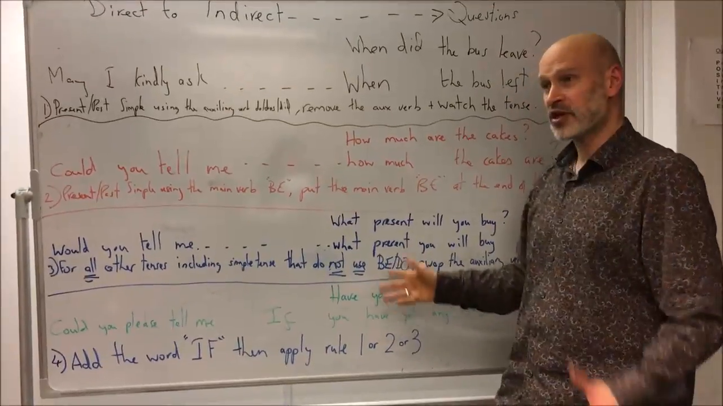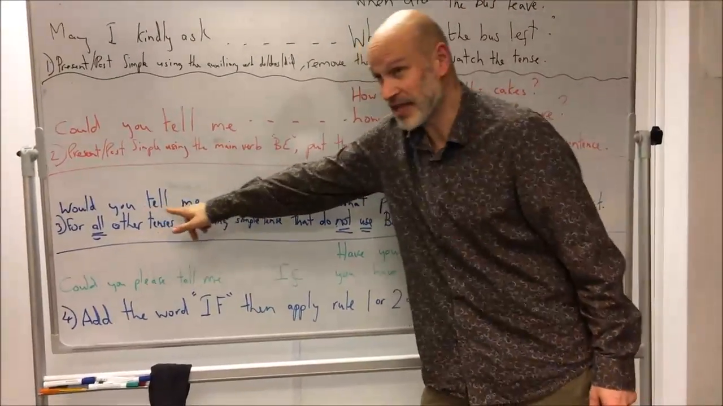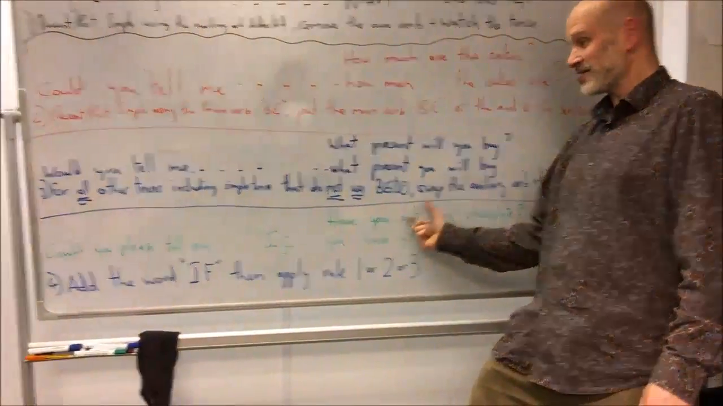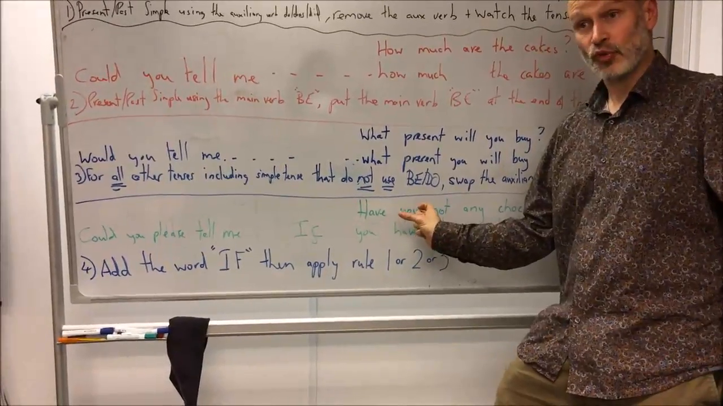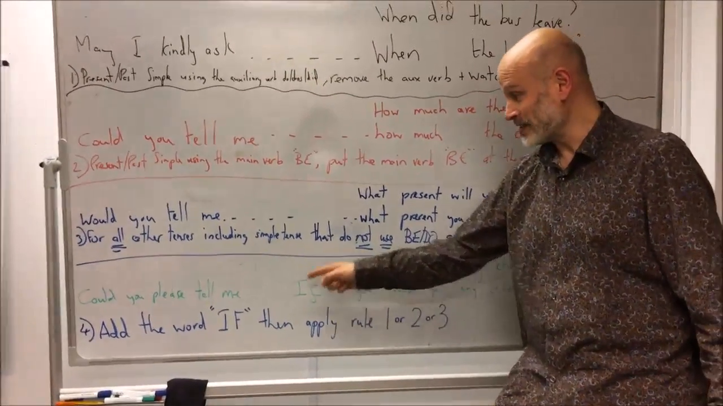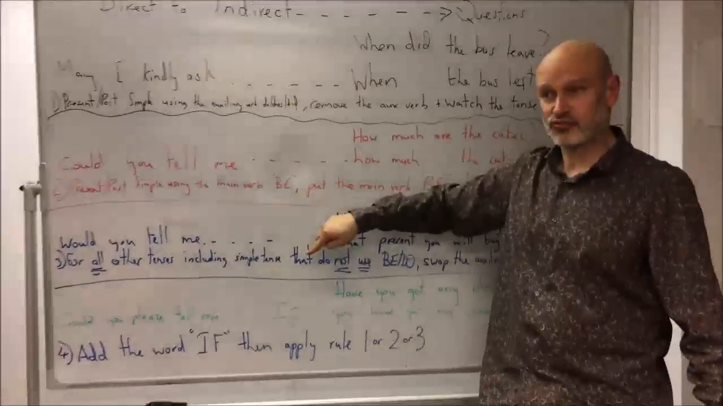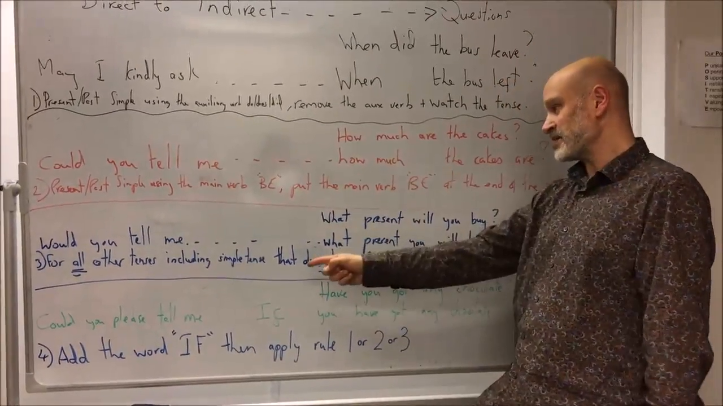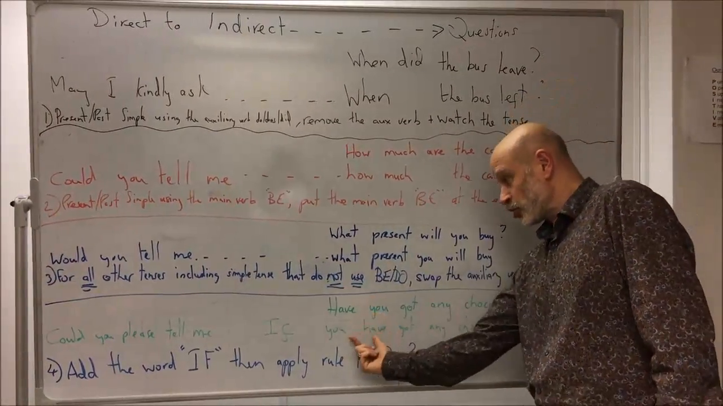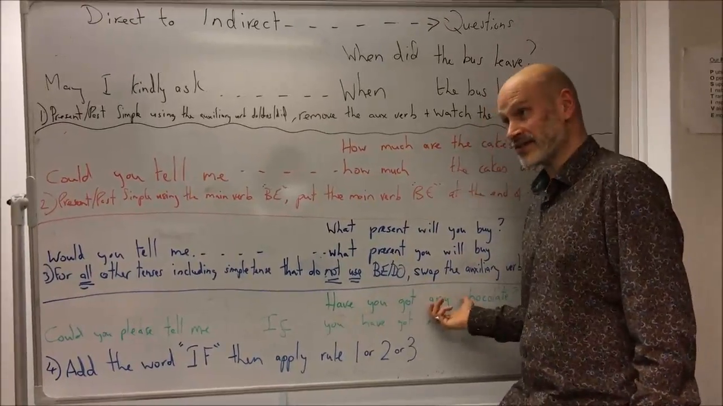Well, have you got present perfect? So it's the all other tenses rule. We use that rule. Okay, so rule number 4 is if plus one of these rules. So have you got any cakes? Please, could you please tell me if you have got any cakes?